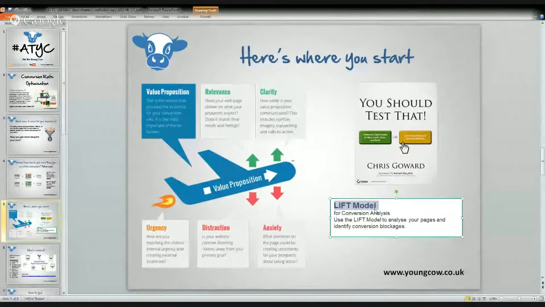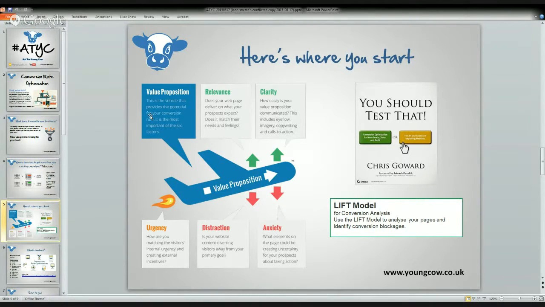So let me introduce to you the lift model. Now you'll find out all about the lift model from the book You Should Test That, available on amazon.co.uk or .com, whether you're in UK or abroad. Check it out. And so this model is basically used to analyze pages and identify conversion blockages, basically how you can improve conversion. So here's where you start.